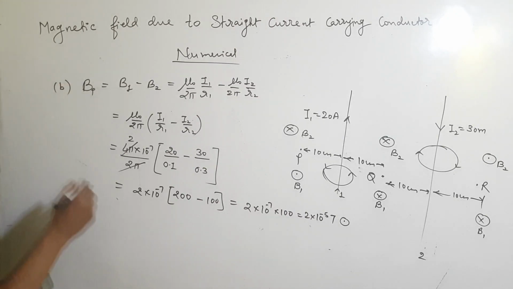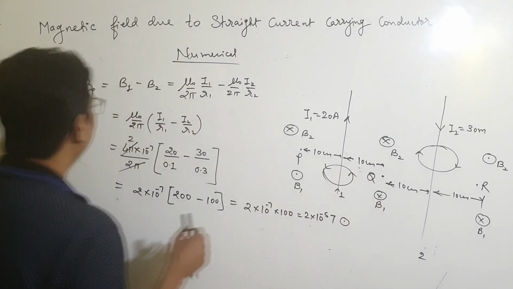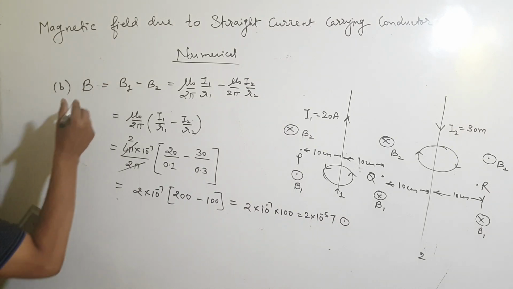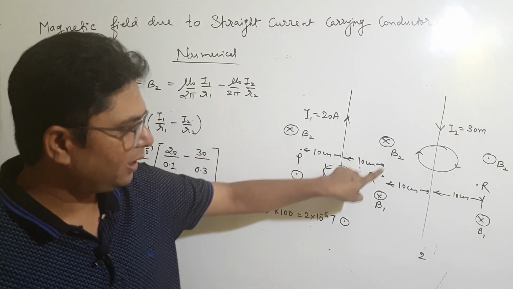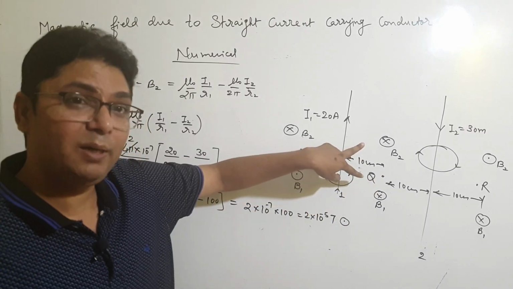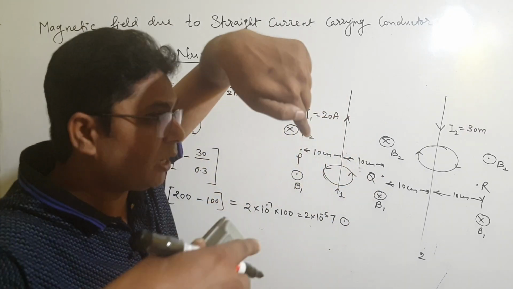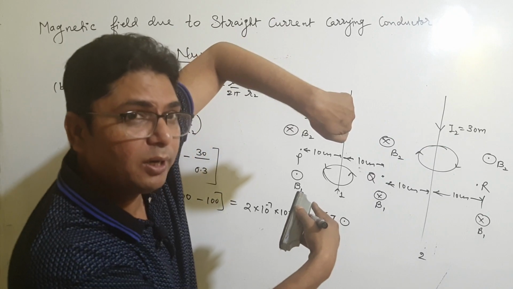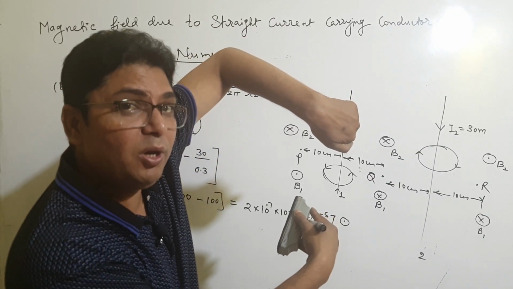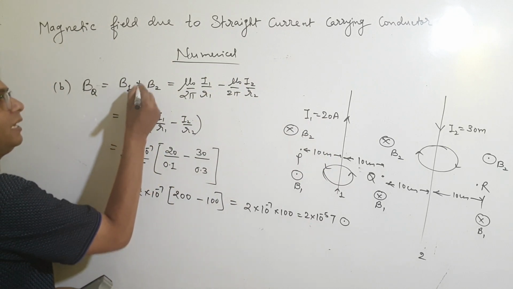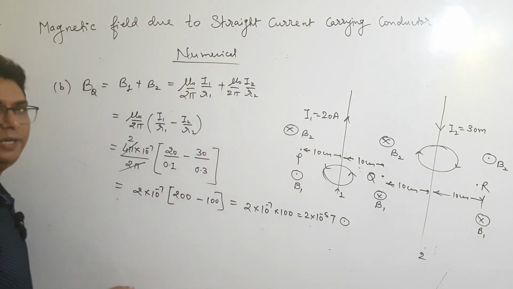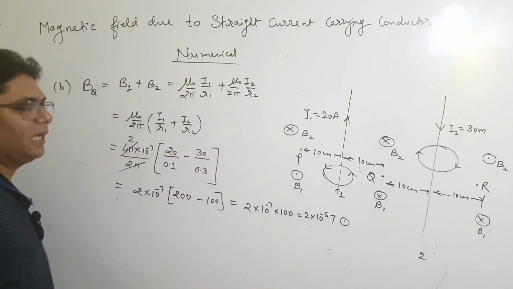The second part is B at Q, so we have to find it at Q. Let us see again here. This is a cross and this is also a cross, so these two have the same direction of magnetic field. Both are going inward to the plane of paper. If they are going inward in the same direction, they add up, so we have a plus sign here, a plus sign here, and a plus sign here.